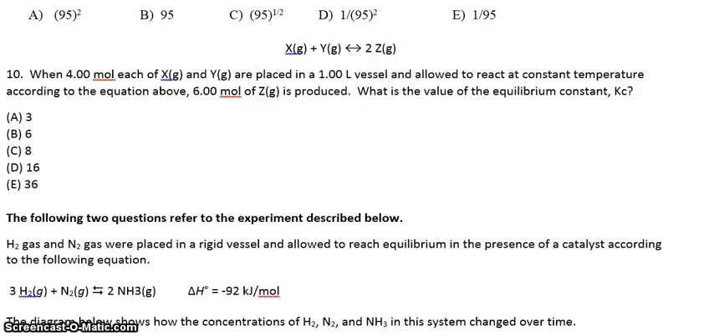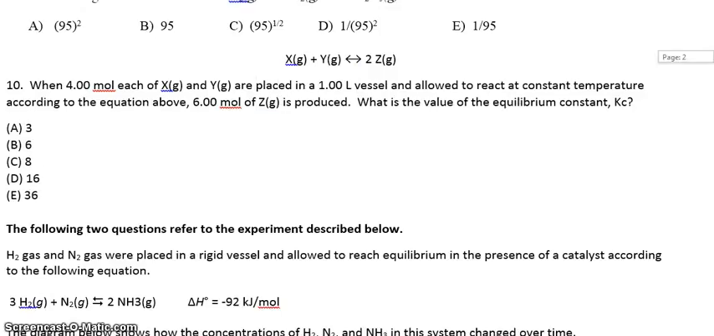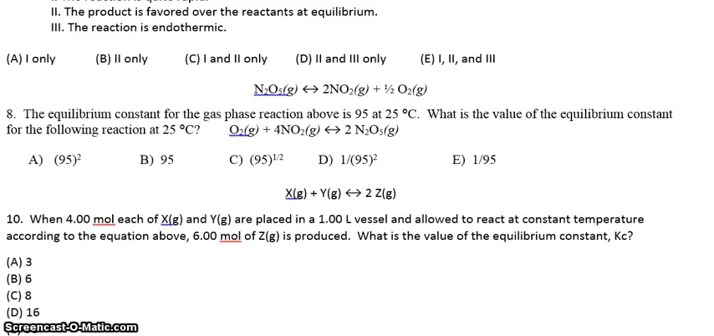Incidentally, number 9, let me mention number 9 real quick. We can manipulate the equilibrium constant by changing the reaction. So here we have an equilibrium constant of 95. What's the value of the equilibrium constant for the following reaction?